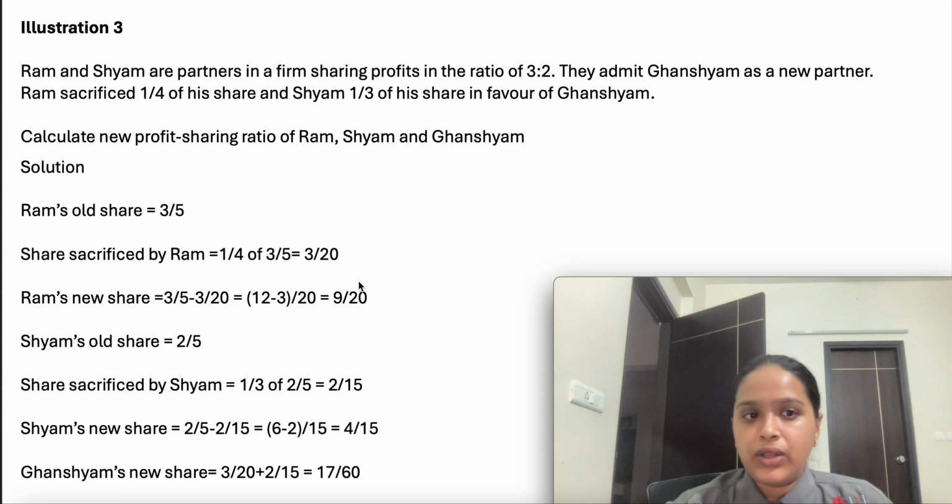Okay, so we know Ram's whole share is 3/5. Ram has to sacrifice 1/4 of his share, so we do 3/5 into 1/4. So Ram has to sacrifice 3/20. And for Sham, 2/5 into 1/3rd, and we will get how much he has to sacrifice, 2/15. So we have the information about how much Ghansham will get: 3/20 plus 2/15, and then we can calculate 17/60.